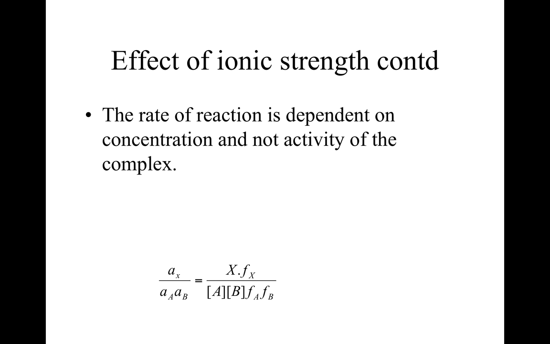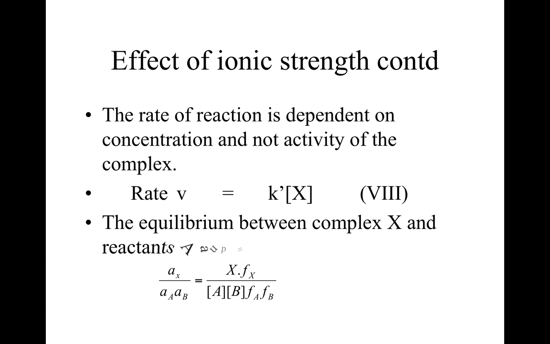The rate of reaction is dependent on the concentration and not activity of the complex because it is a dilute solution. So we can look at rate V as being equal to K dashed times the concentration of X. This is equation Roman numeral 8. Now the equilibrium between the complex X and reactants A and B is again given by the activity of X divided by the activities of A and B, which will be equal to [X]·FX all over [A]·[B]·FA·FB. That's equation number 9.